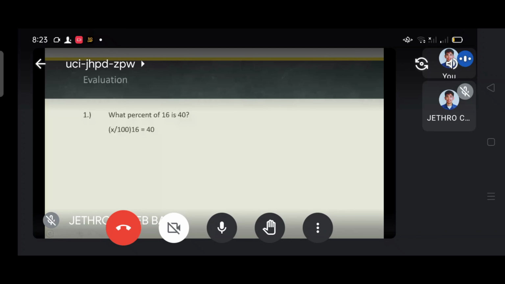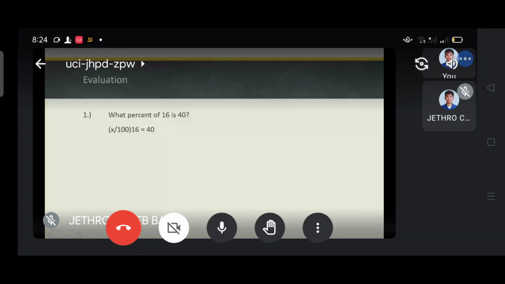It will, and then magiging 8 over 50 is equals to 40. Now, dividing both sides of the equation by 8 over 50, we will get the answer of 250. So, therefore, the answer is 250%.